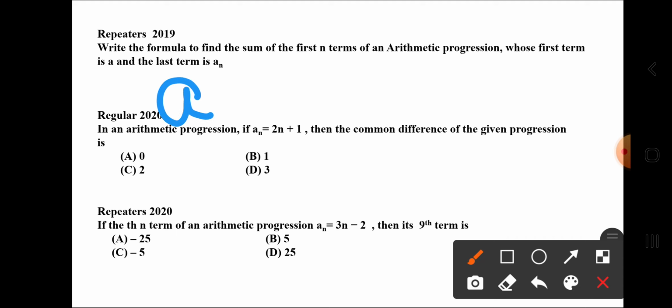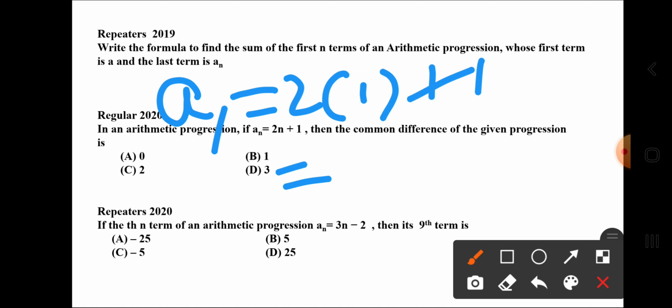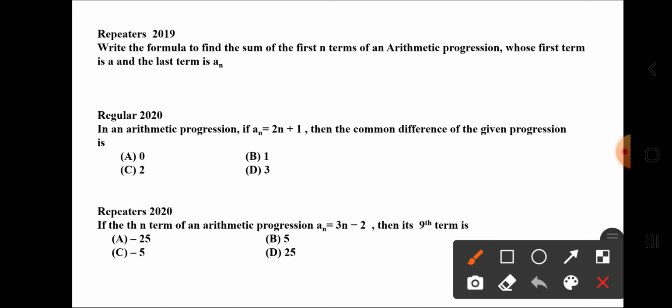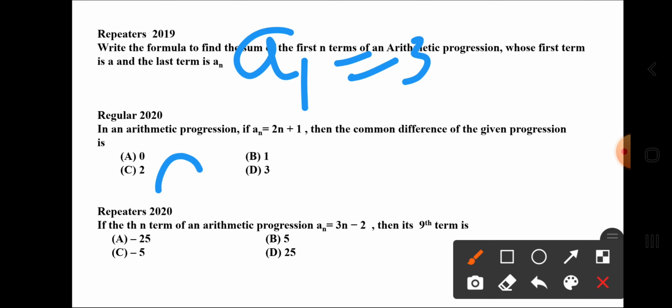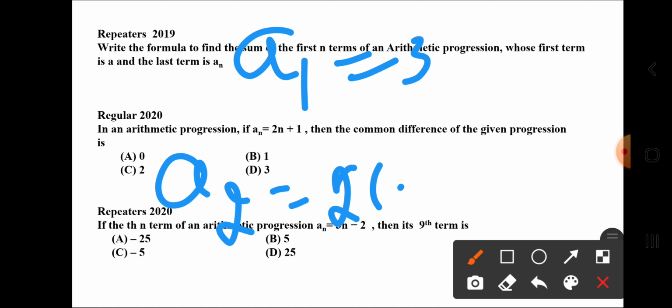So instead of finding all the other terms, just find the first term. A1 is equal to 2 into 1 plus 1, that is 2 plus 1, 3. A1 is 3. So here first we shall write A1 is equal to 3. In order to find A2, just replace n by 2. You will get 2 into 2 plus 1, that is 4, 4 plus 1, 5. So A2 is nothing but 5.